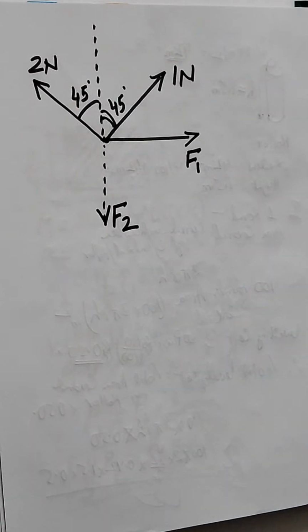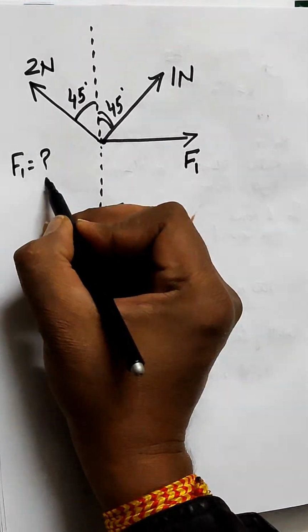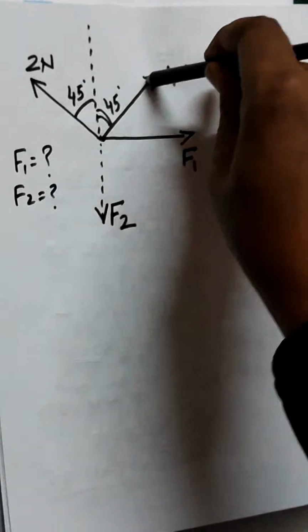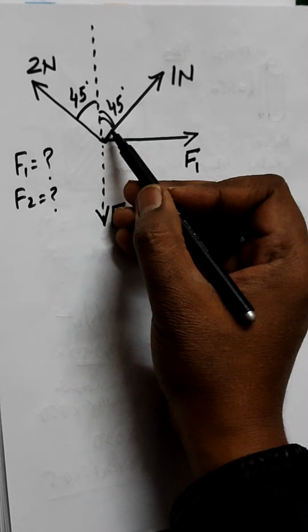Now F1 and F2 equal to what? This is our question. F1 equal to what and F2 equal to what? This is a very simple question, students. You can just break up the components of these forces, 1 Newton and 2 Newton. When you break the components, what you will see here, it's 45 degrees. Then, just like a free body diagram, I am drawing it for the 1 Newton force.